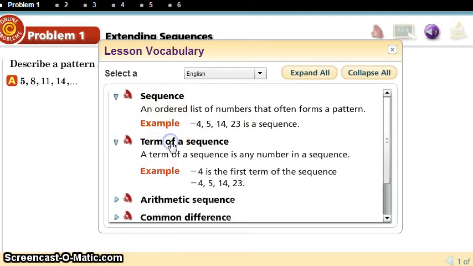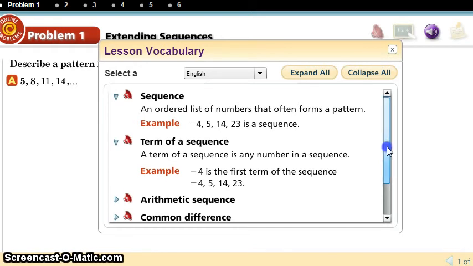The next one we're going to look at is term of a sequence. When you are asked to determine or find a specific term of a sequence, what you are looking for is any number in a sequence. So in the sequence from the example above, -4, 5, 14, and 23, -4 is the first term of the sequence. If I were to ask you what's the fourth term of that sequence, that would be 23. So the term is any number in the sequence.